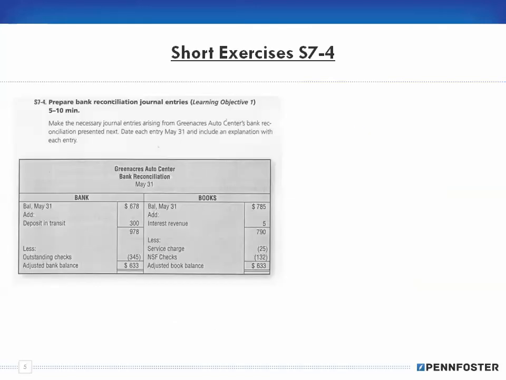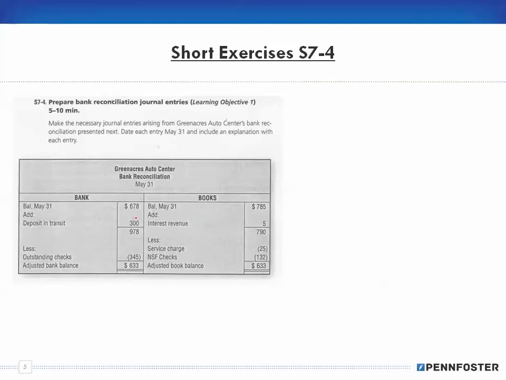Okay, so we left off with 7.3 before, so now we're on the short exercise 7-4. Again, it's about preparing bank reconciliations, and this one is about making the journal entry. So it says here, make the necessary journal entries arising from Green Acres Auto Center's bank reconciliation presented next. Date each entry May 31st and include an explanation with each entry.